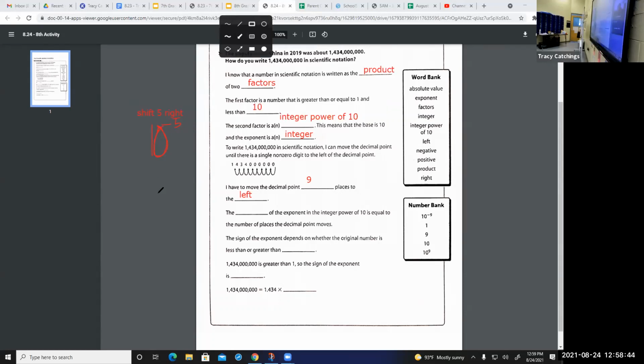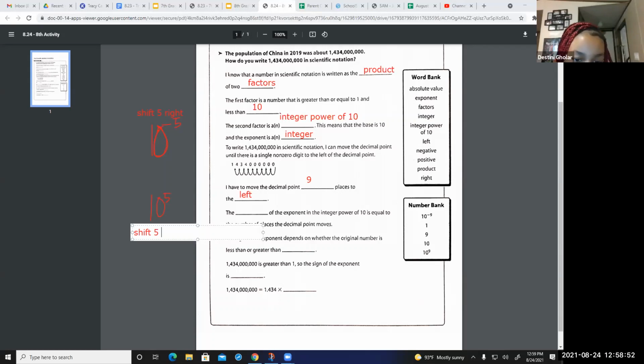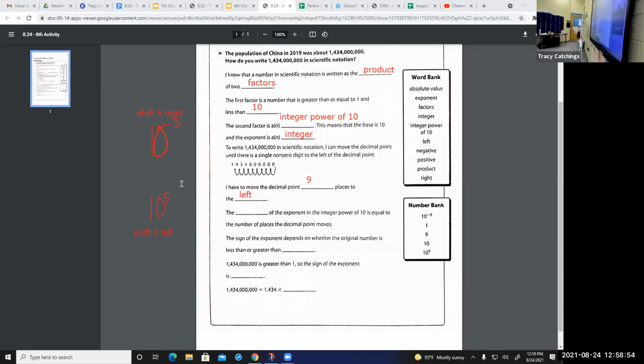If we have a number that's 10 to the positive 5th, what is that going to tell us? Shift to the left. Good job, 5 to the left. So make sure we have the exponent, that becomes the absolute value. So that's what they mean in the second sentence. The absolute value of the exponent in the integer power of 10 is equal to the number of places the decimal point moves.